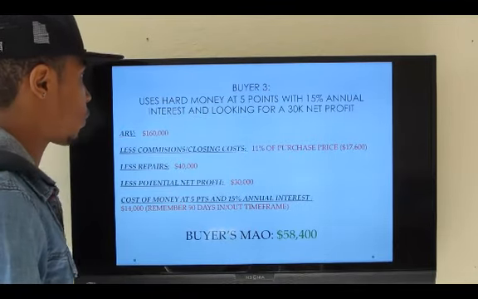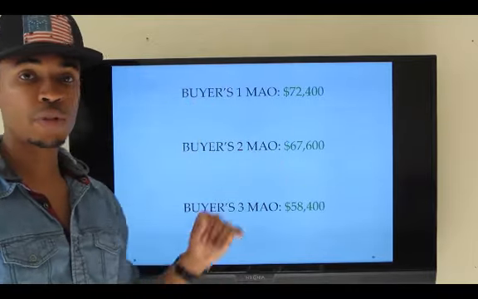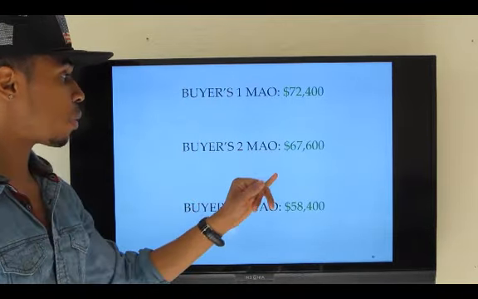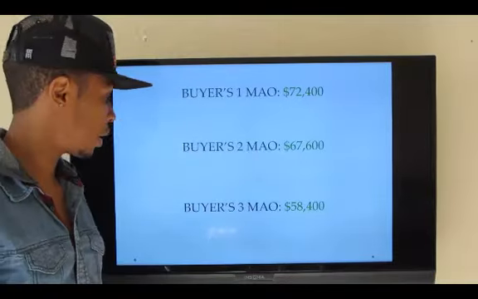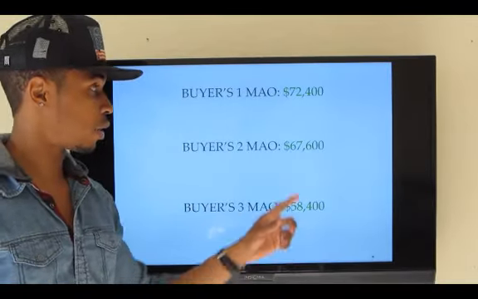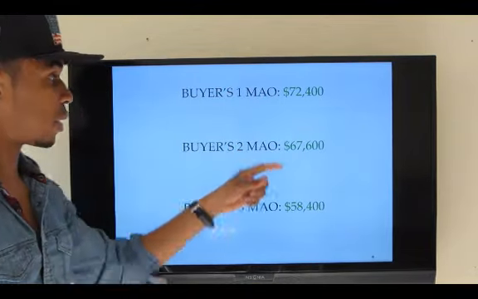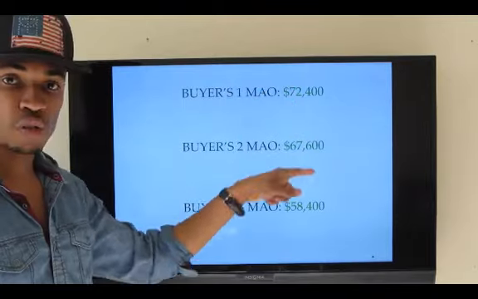All right, for buyer number three. So buyer number one's MAO, using his or her own cash, is $72,400. Buyer number two's MAO is $67,600, and buyer number three's MAO is $58,400. Just by knowing your ideal cash buyers, guys, this is a difference in your spread here.